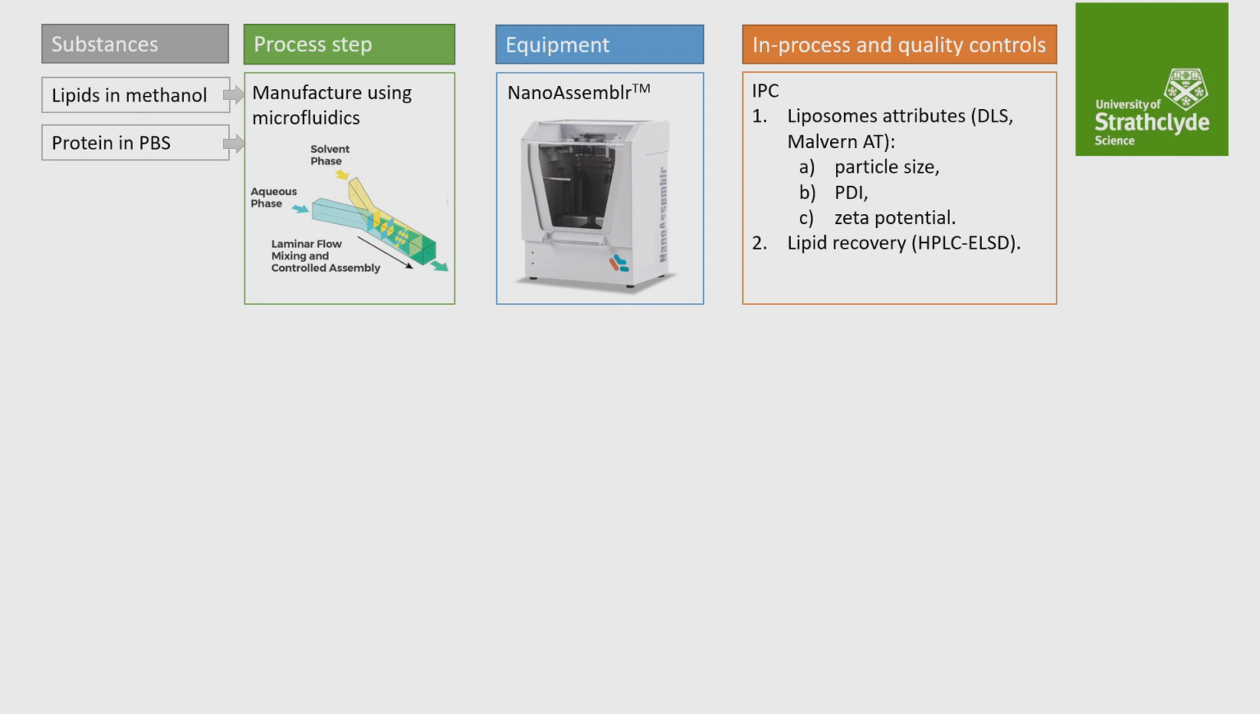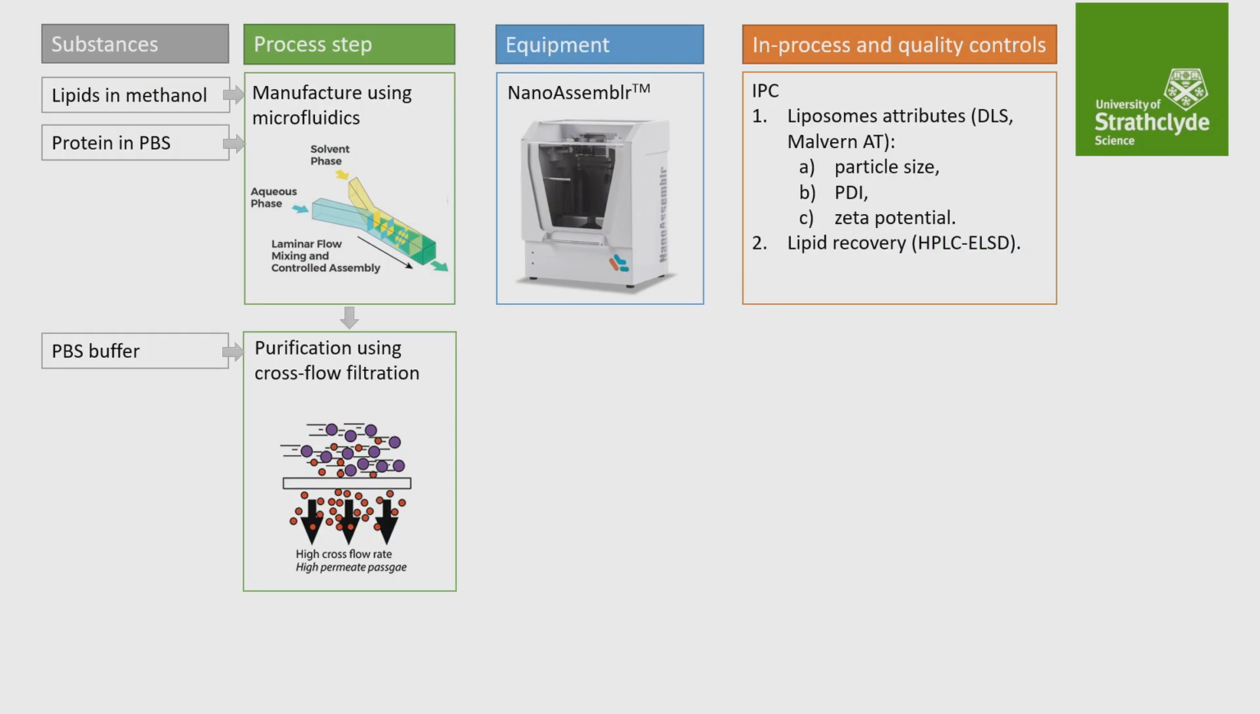And the in-process controls we look at are basically particle size, as you would imagine. PDI and the dispersity, important for us in terms of ability to filter and quantify the product. Zeta potential, obviously very important. We saw how charge impacts on where they go. And also lipid recovery. We don't want to lose all our lipid within the microfluidic cartridge. So we then purify to remove any non-entrapped protein and also any residual solvents.